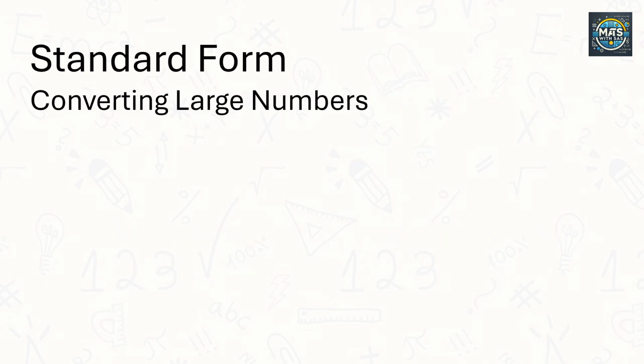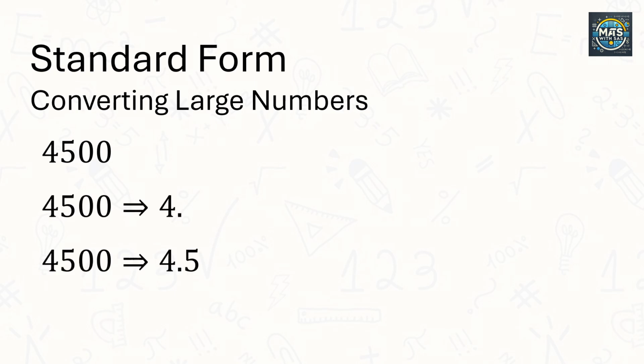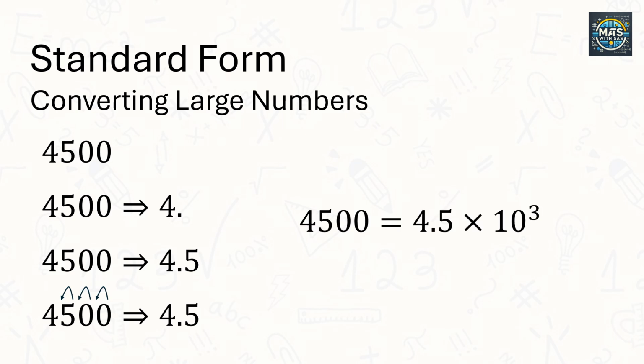Let's look at converting large numbers into standard form. Let's take 4,500 as an example. Find the first non-zero digit, which is 4. Place a decimal after it. This gives us 4.5. Count how many places we move the decimal to get from 4.5 back to 4,500. We moved it 3 places to the right. Write it in standard form: 4.5 times 10 to the power 3. The power of 3 means the decimal moved 3 places to the right to get back to 4,500.